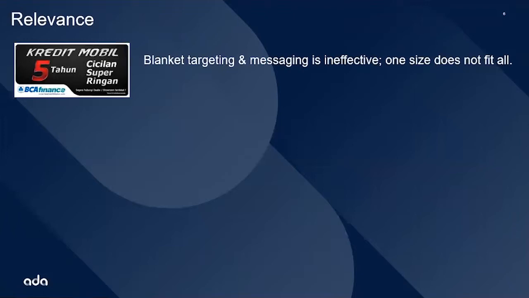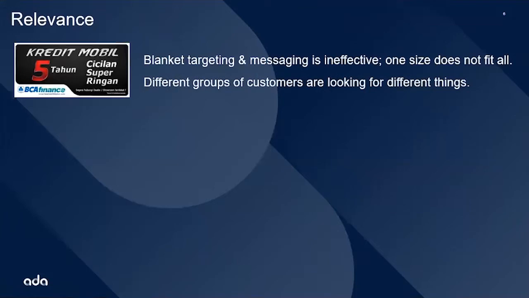Like, this is a blanket targeting, and it's ineffective. Because why? Because different groups of customers are looking for different things, such as value seekers, people who look for long-term value. They want to know every single thing within the 5 years, what's happening and what's all there. Then also deal seekers. Well, we know some people don't care about long-term. They don't care about the installment payment, but what they care about is how much do I pay now upfront? What is my first payment?